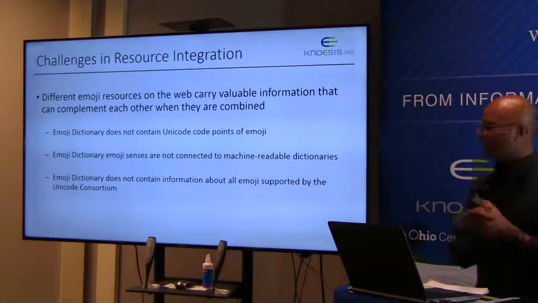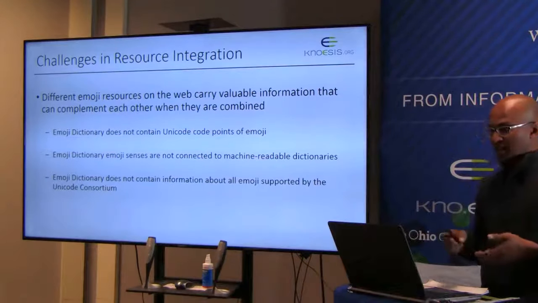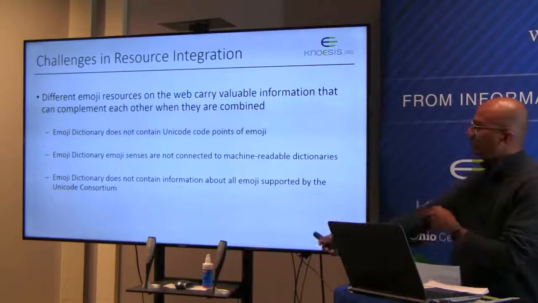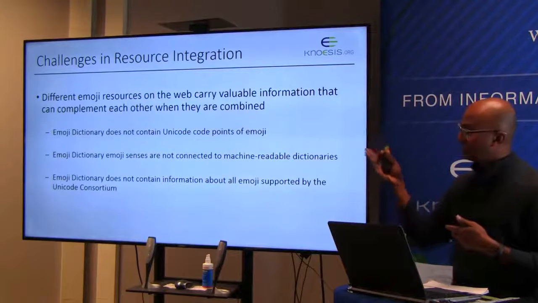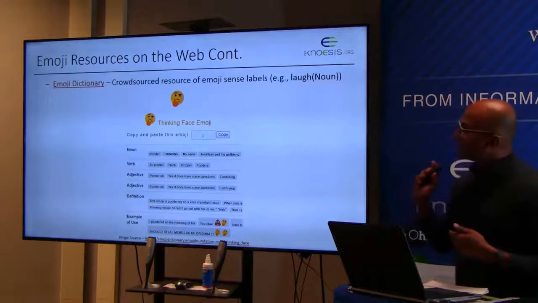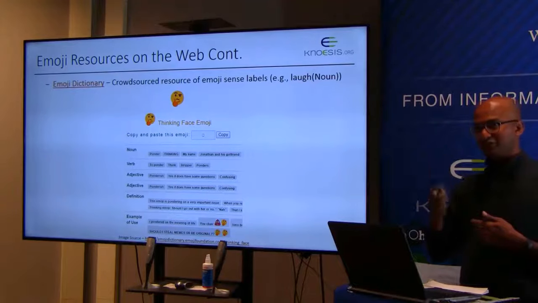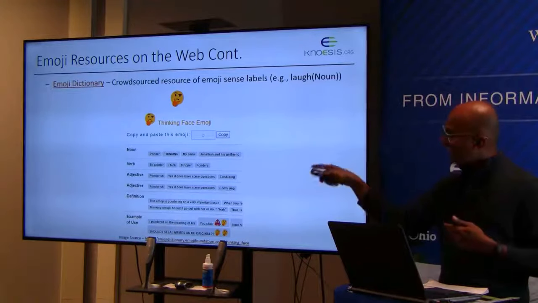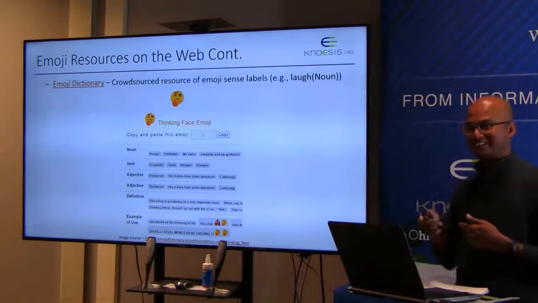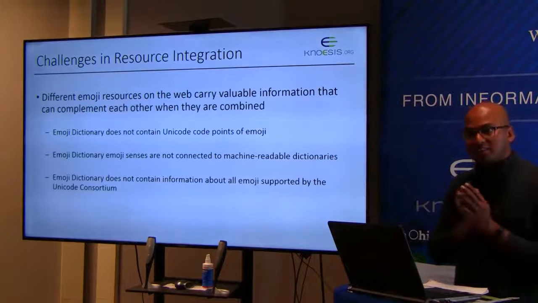Here are some of the challenges that we face when it comes to using emoji resources on the web. Of course, they contain a lot of valuable, complementary information, but at the same time, some valuable resources like Emoji Dictionary contain a lot of noise. And Emoji Dictionary does not contain information about Unicode code points. Unicode code points can act like a primary key. It's the only thing unique to an emoji except the name.